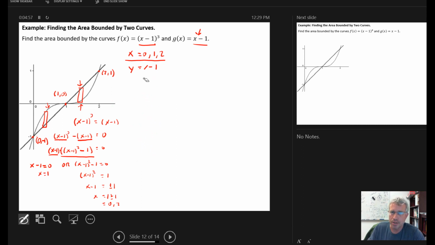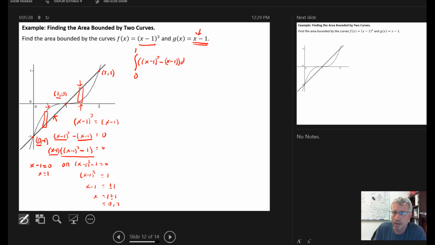So I'm going to erase this to give myself a little bit of room. Once I do that, it's just simply a matter of setting up two separate integrals. So first I'm going to run an integral from 0 to 1. And then it's going to be the function above, which is the cubing function. So we're going to take the (x minus 1) cubed and subtract the function below, which is the linear function x minus 1.